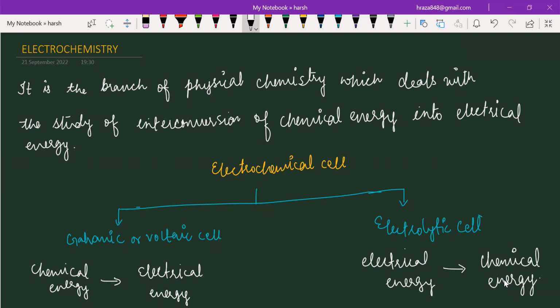And in both cells, there will be a redox reaction. In one cell, there will be a spontaneous redox reaction, and in the other cell, there will be a non-spontaneous redox reaction. But both are via a redox reaction. Do you know what is spontaneous and what is non-spontaneous? Spontaneous means fast, and non-spontaneous means slow, right?